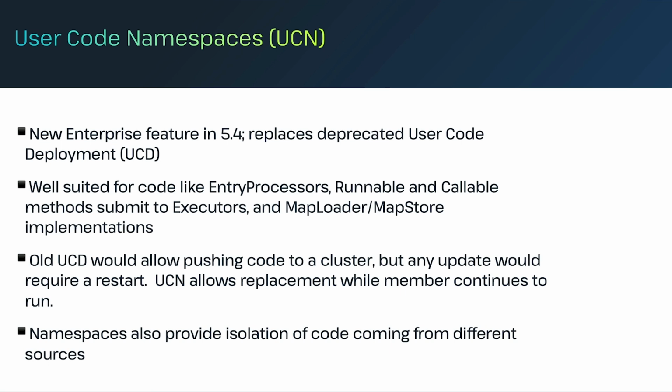This is a limitation due to the way Java class loaders behave. With the new user code namespace feature, we improve on this by allowing code to be replaced with a newer version without requiring a restart. The namespace feature also provides isolation, so multiple applications running on the same cluster can update code without interfering with each other.